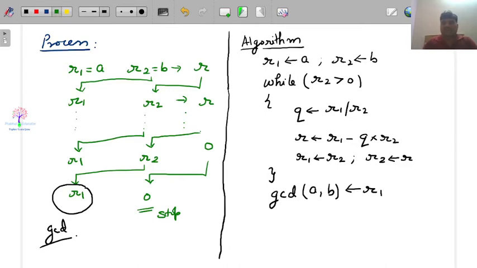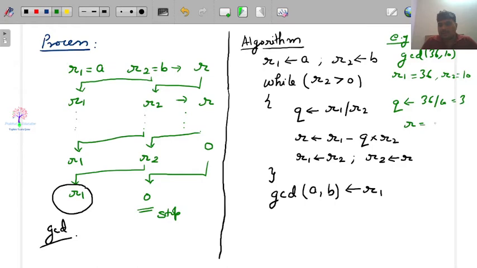So let's check this with the help of an example. We are interested to find the GCD of 36 and 10. So first we do the initialization. R1 will become 36 and R2 will become 10. So we will go into the loop. Here Q, the quotient, will be 36 upon 10, that is 3, and the remainder we solve: R is 36 minus 3 times 10, you will get 6.